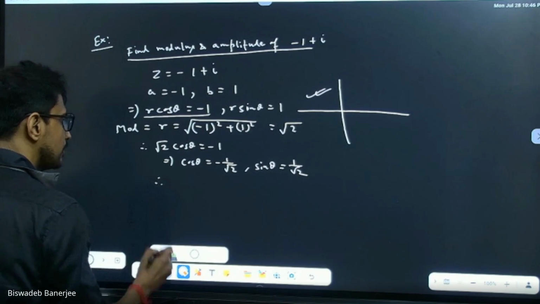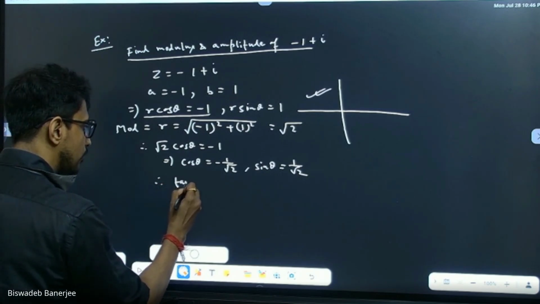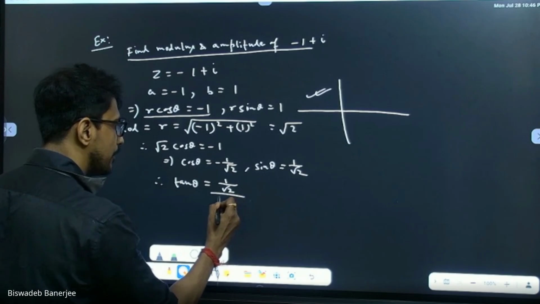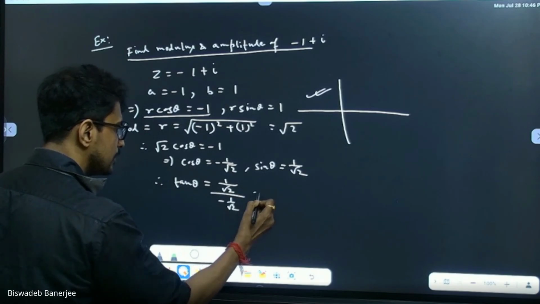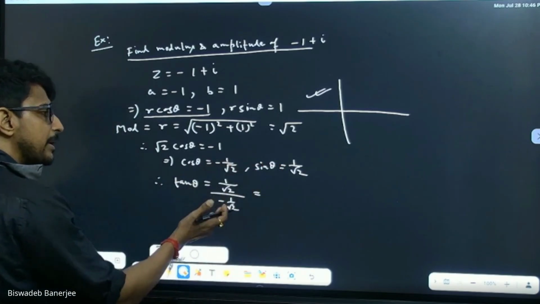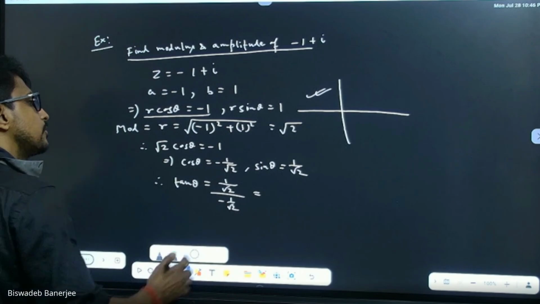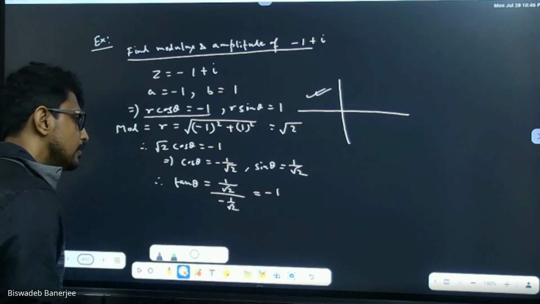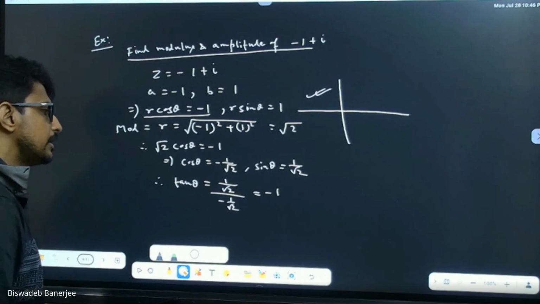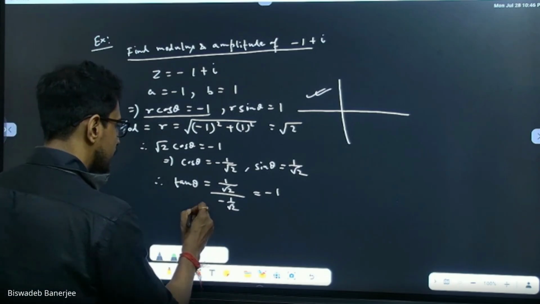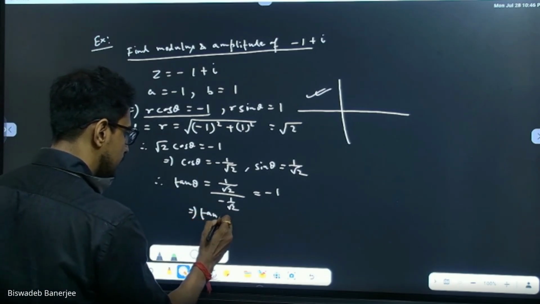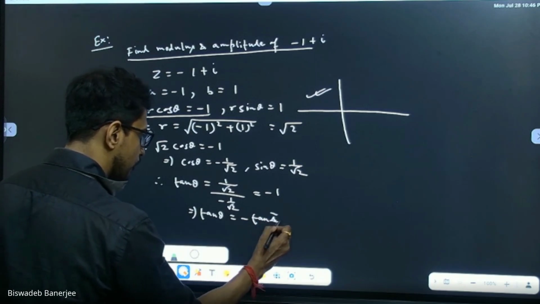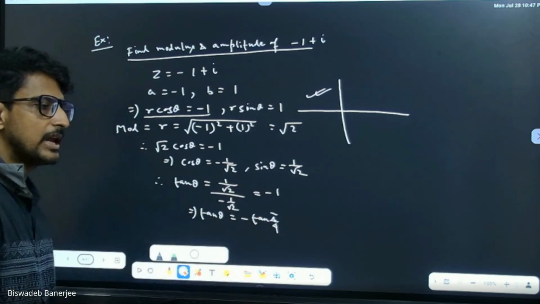Now see, what is my tan theta? My tan theta is sin theta by cos theta. Right? What will tan theta be? Sin theta by cos theta. So sin theta is this, my cos theta is this, giving you -1. So my tan theta becomes -1. This means my tan theta is minus of tan pi by 4, because we know 1 is tan pi by 4.